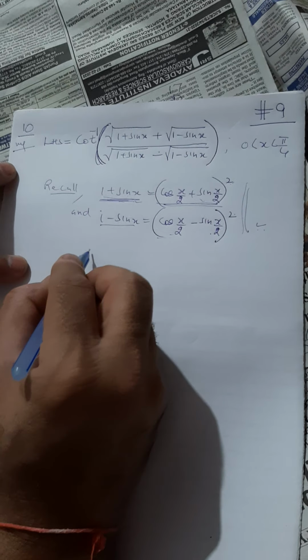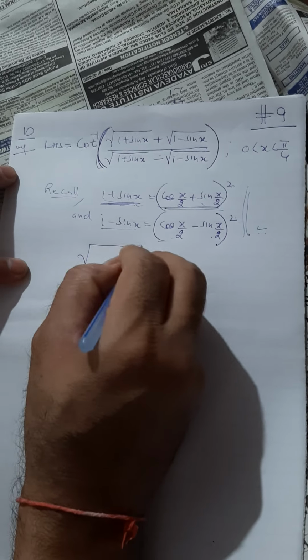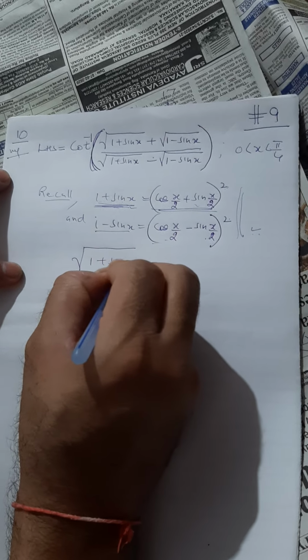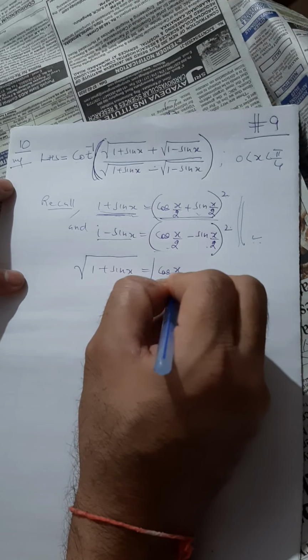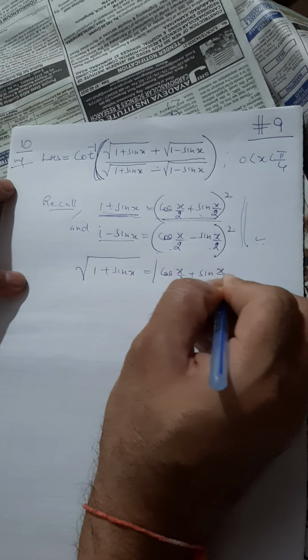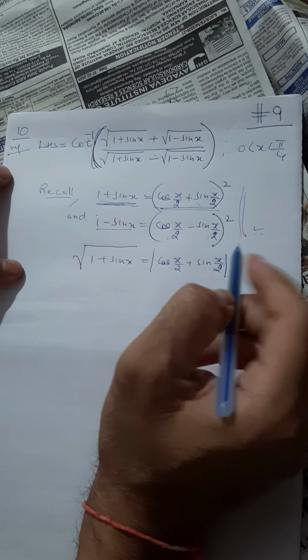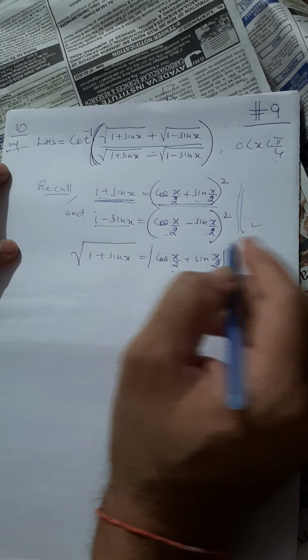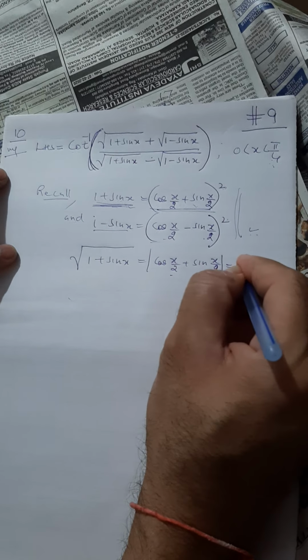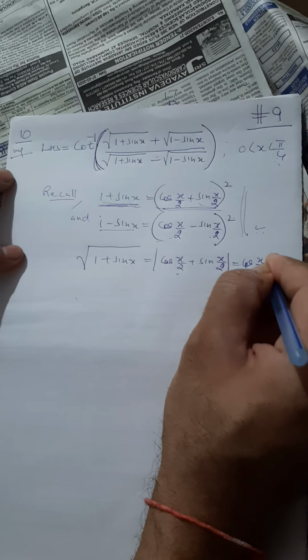You also know that the root of 1 plus sin x becomes modulus of cos x by 2 plus sin x by 2. And this would be in the first quadrant only, so this is positive. So it is just cos x by 2 plus sin x by 2.